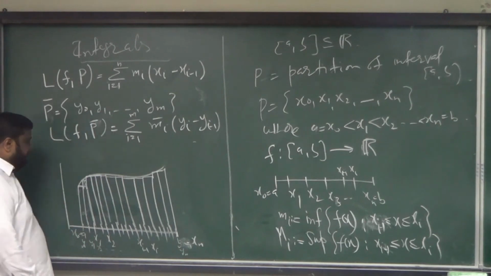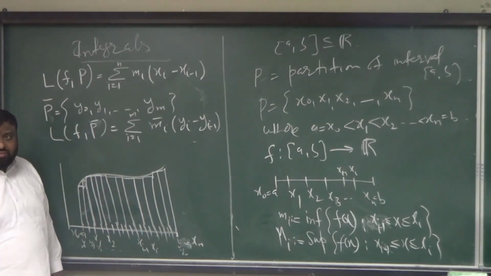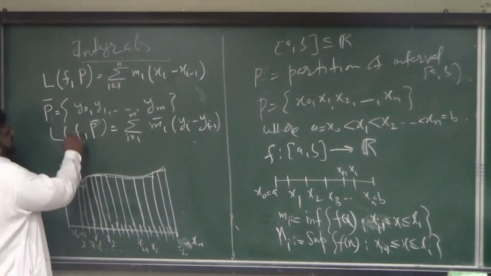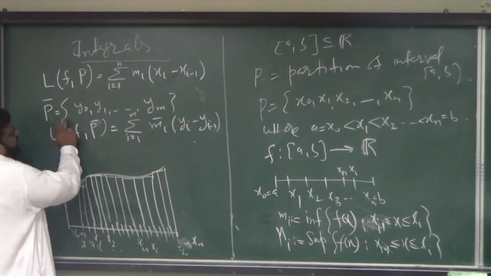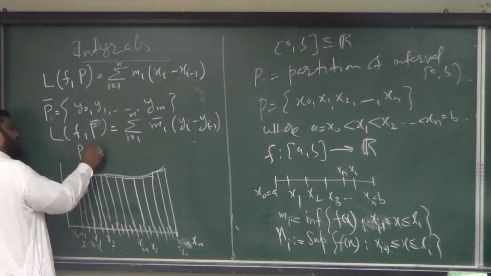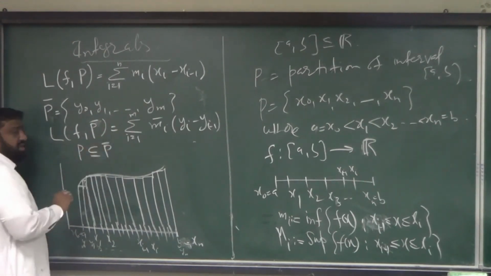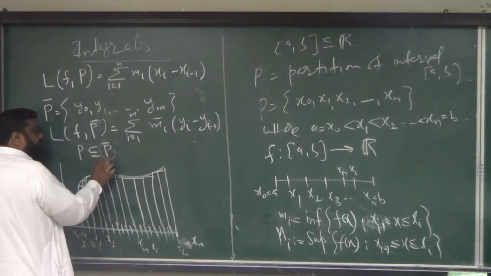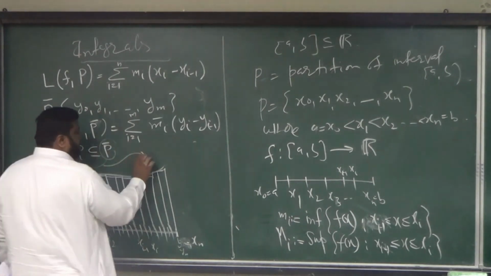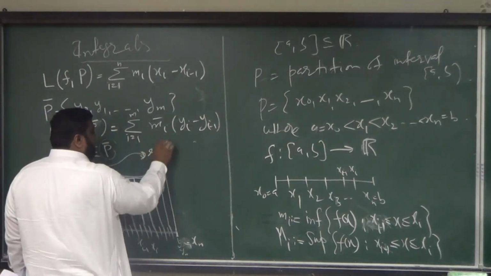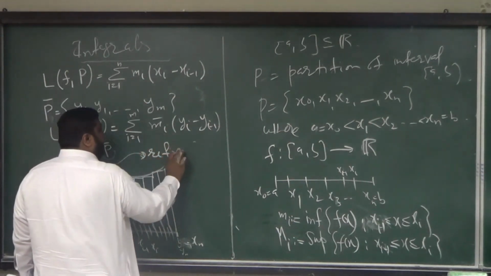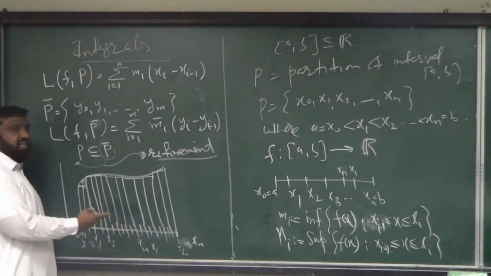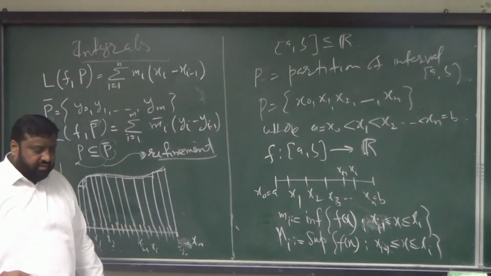So what is the relationship between this P bar and the previous P? We know that P is contained in P bar. So we say that P bar is a refinement of P. We refined the partition and made it better, like finer.